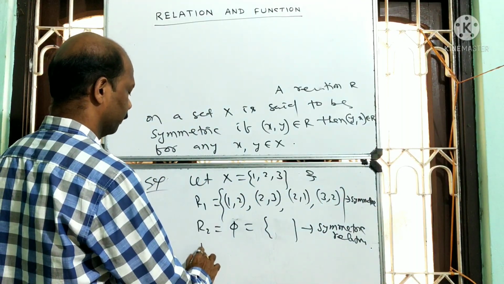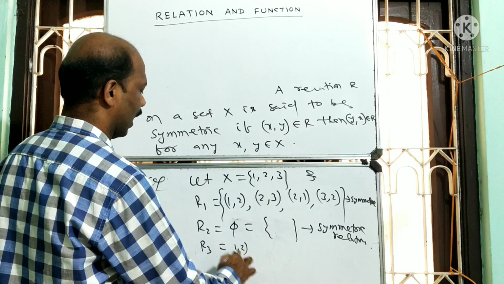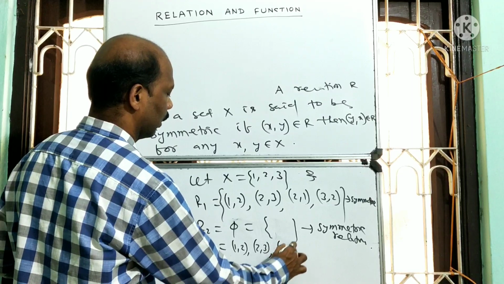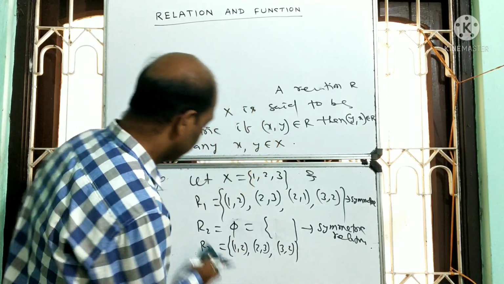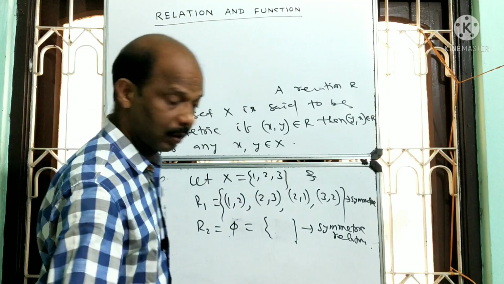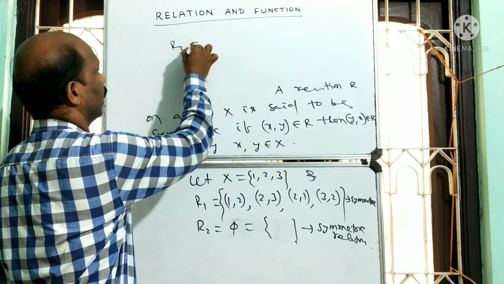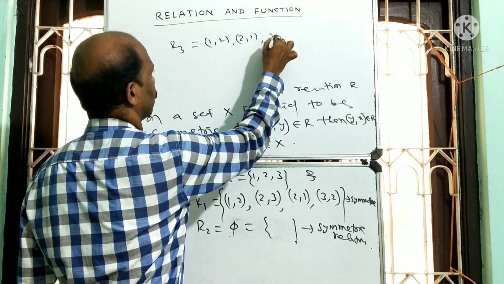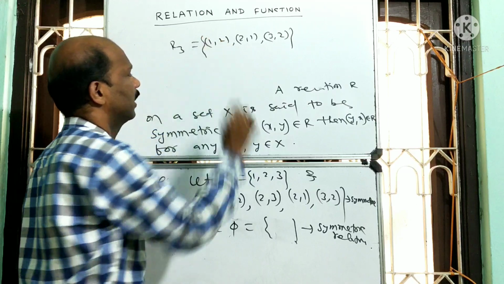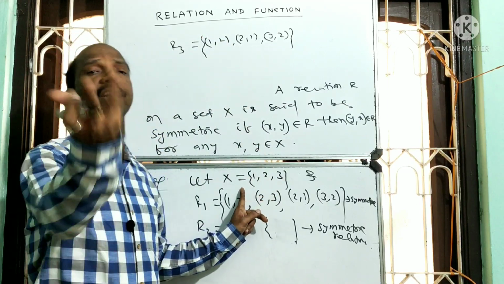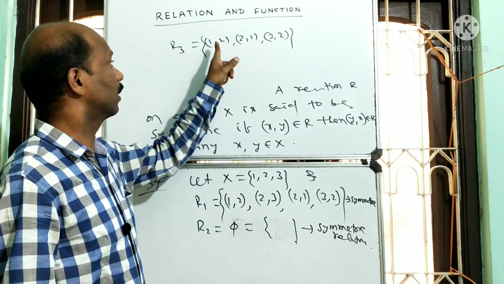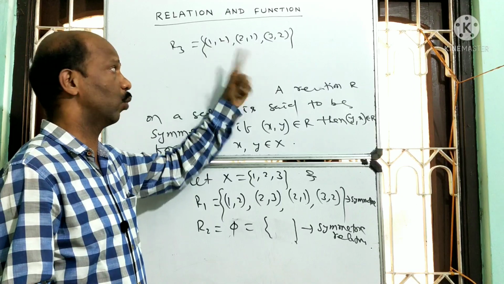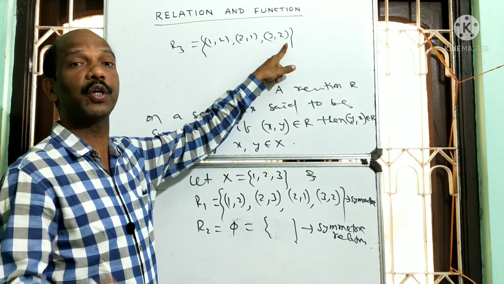R3 contains (1,2), (2,1), (3,2). Whether it is a symmetric relation on the set X or not, it is not a symmetric relation. Why? Because here (1,2) is there, (2,1) is there, that is (x,y) and (y,x). Here (3,2) is there, but (2,3) is not there.